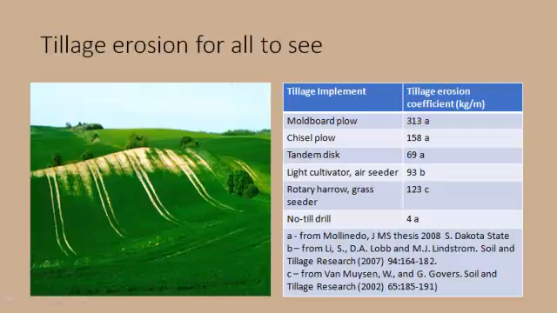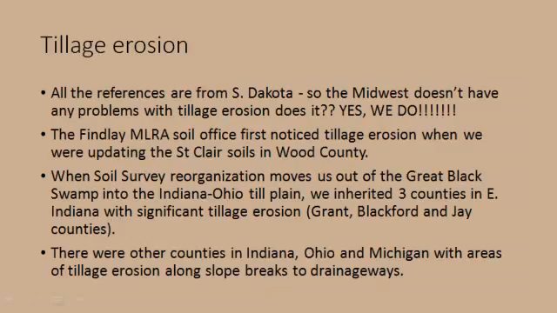Now, all those references that we had were from South Dakota. So the Midwest doesn't have any problems with tillage erosion, does it? Unfortunately, we do. And we first noticed it when we were working up in Wood County on the St. Clair soils on 6 to 12% slopes. We ran the soil transects on tilled fields, and we're amazed at what we found. We found a wooded side slope at the edge of the fields, found the same soil. We ran a transect there, and we were amazed when we compared the two, because in that tilled field, we had lost several horizons of soil material from tillage erosion.